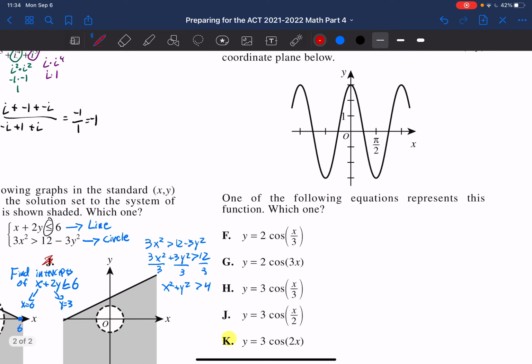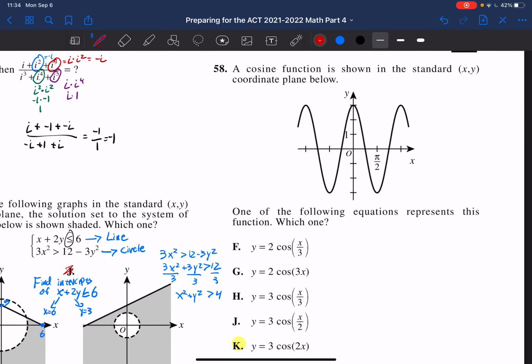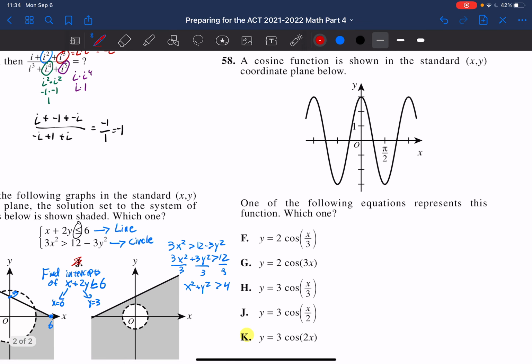58. Here we've got this cosine graph. And the question is, which of the following equations represents this? Now the first thing to note is the amplitude. For cosine, it's normally 1, but in this case, it is 3. And so anyone who's ever seen amplitude knows that that's the number out in front. So that means F and G have to go.